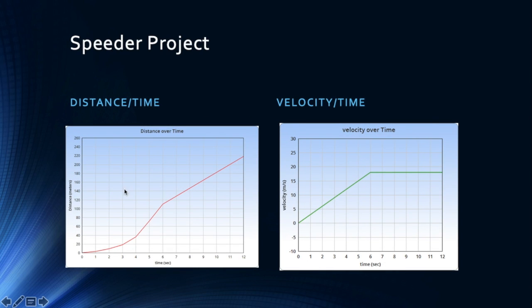So these are my graphs. This is the distance over time graph. You can see that it accelerates for 6 seconds and then continues at a constant rate, or coasts, for another 6 seconds until it passes the crosswalk. And this is my velocity over time graph. You can see it starts at 0 and then accelerates to around 18 meters per second and then continues to coast for the remaining 6 seconds.